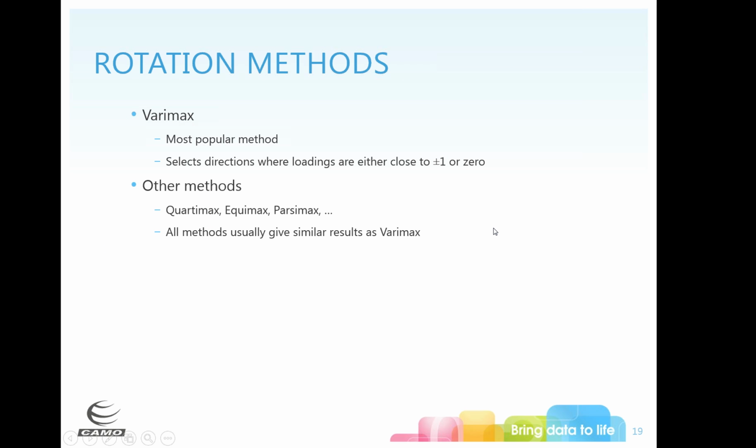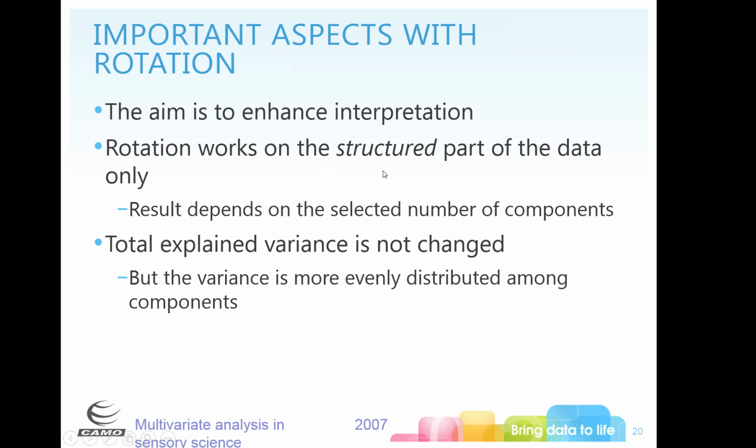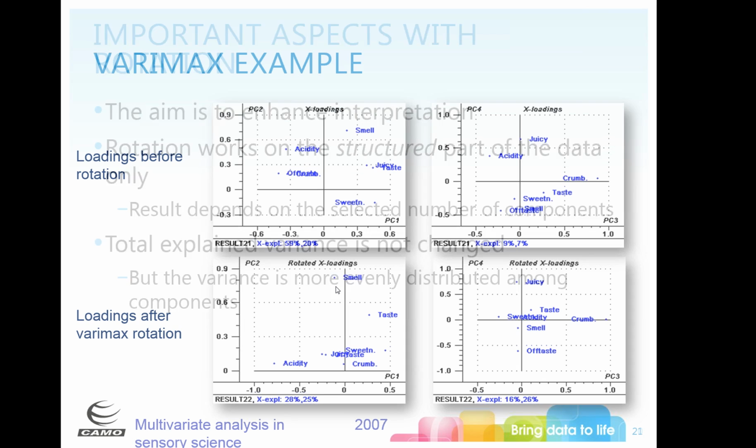So the most popular method is called VARIMAX, and it selects the directions where the loadings are either close to plus or minus 1 or 0. There are a couple of other methods, but they usually give similar results as the VARIMAX. So an important aspect with rotation is the aim is to enhance your interpretation. The rotation works only on the structured part of the data, and so it depends on the selected number of components. And I'll show you an example of that in a minute. So your total explained variance is not changed, but the variance is more evenly distributed among the components.